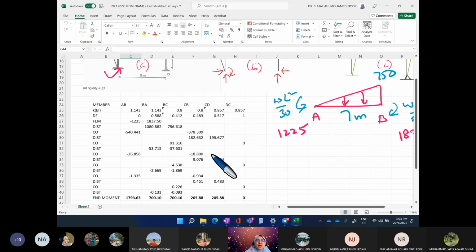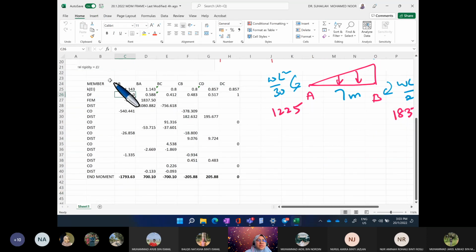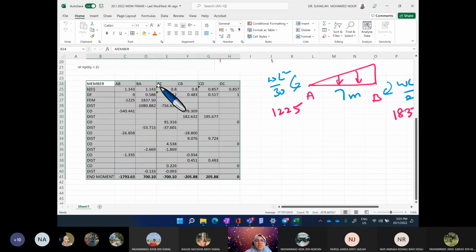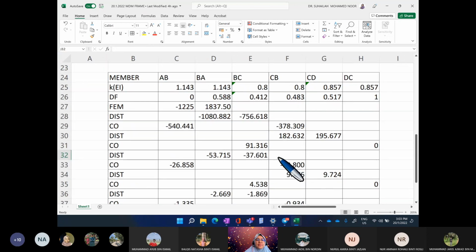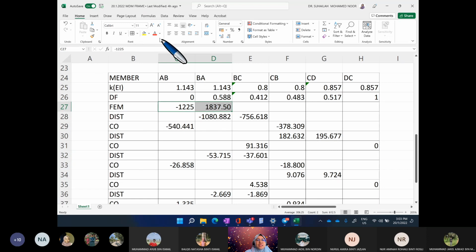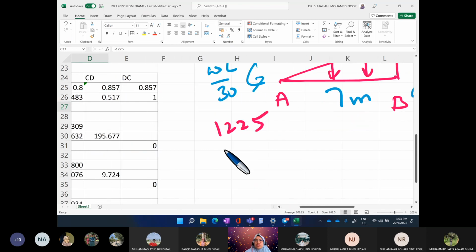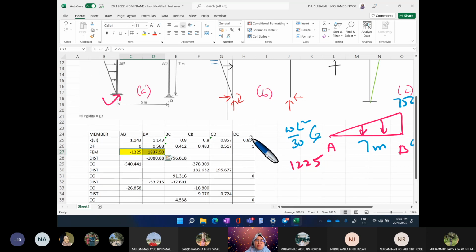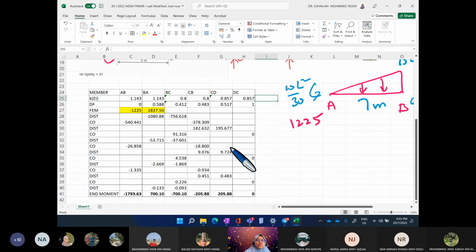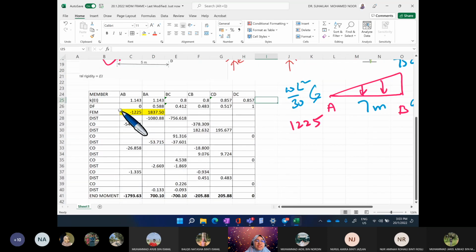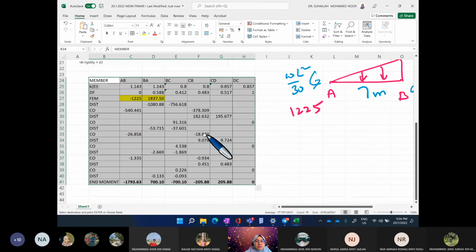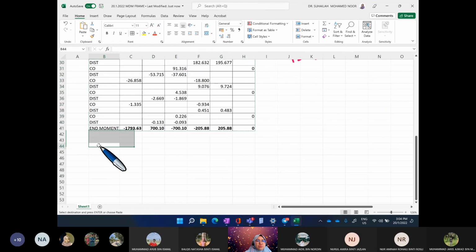I have done this table this morning. This is table number 1, FEM. I actually calculated it based on the triangular load. You please watch the video that I have made this morning. So now I want to continue with table number 2. We have the same table, so I just need to copy this. Okay, we have table number 2.